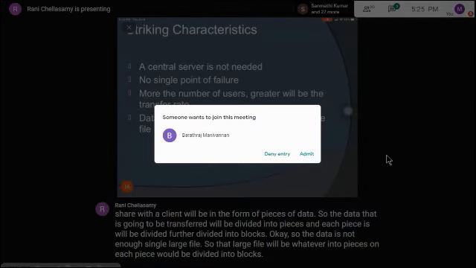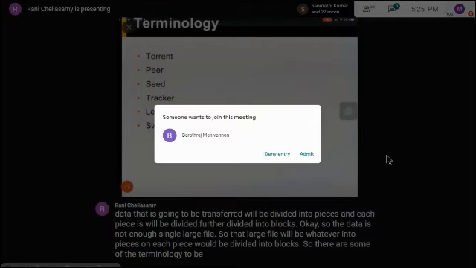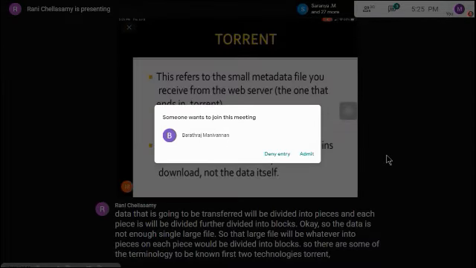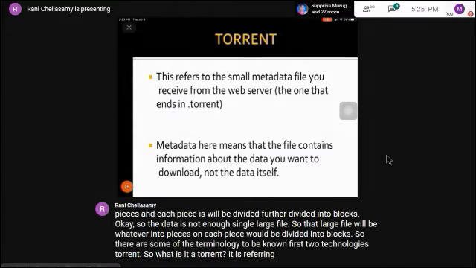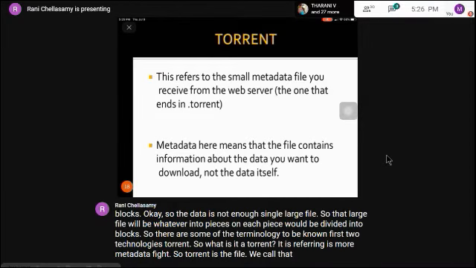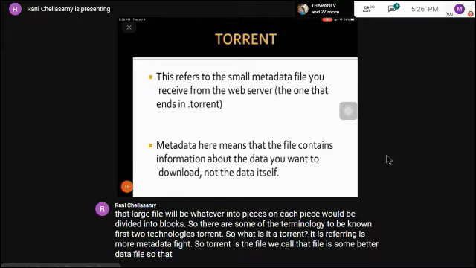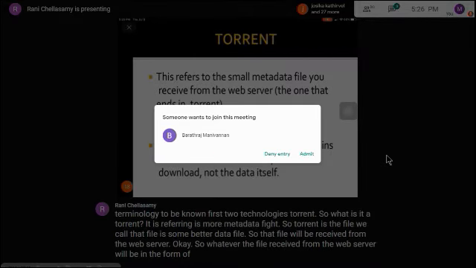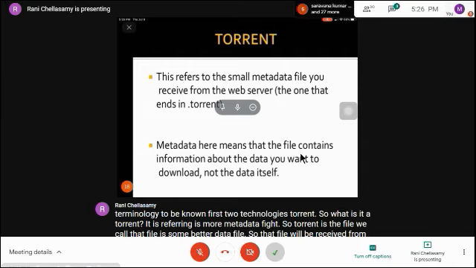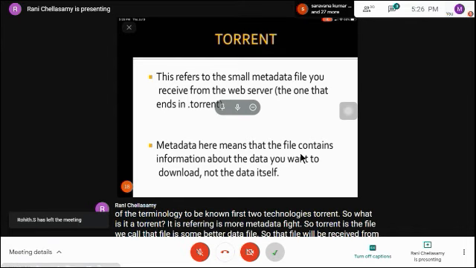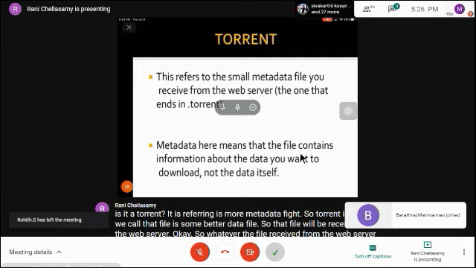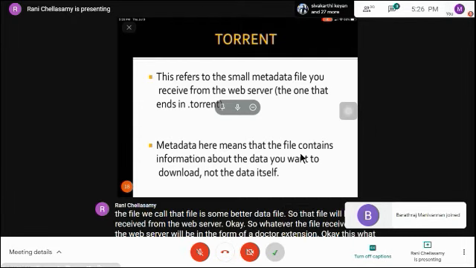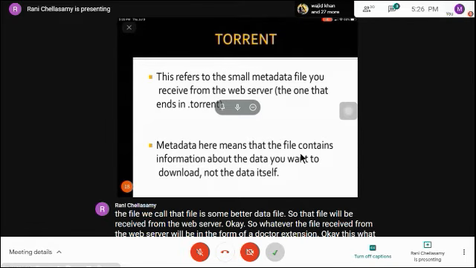Okay, so there is some terminology to be known. The first term is torrent. So what is meant by torrent? It refers to a small metadata file. So a torrent is a file, and we call that file a metadata file. That file will be received from the web server, and it will be in the form of a .torrent extension. Okay, so what about this metadata? Metadata means describing what information is contained in a particular file.